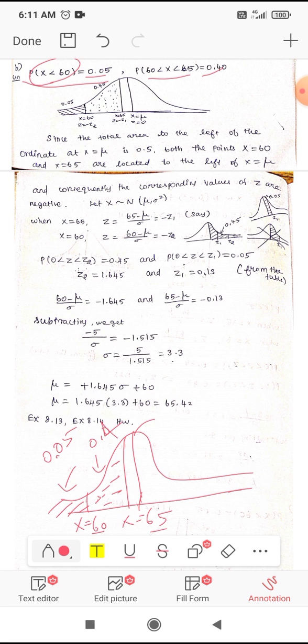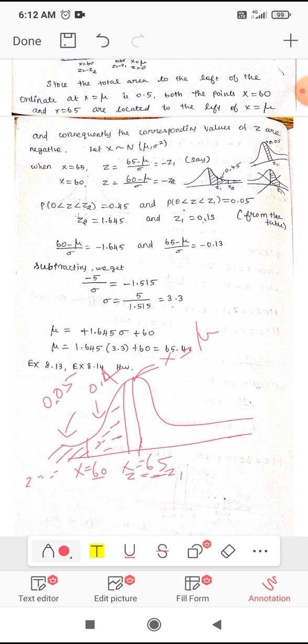So this is our mean, X equal to mu. Now I want to convert this into z. So let us denote it by z equal to minus z1. Since this is on the left side of the mean, z equal to minus z1, and this one is z equal to minus z2.